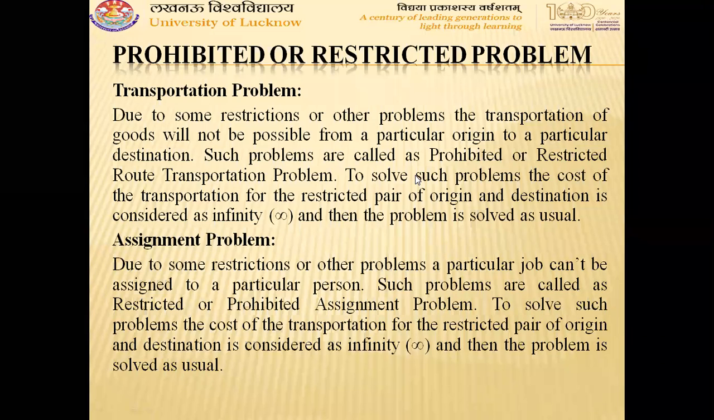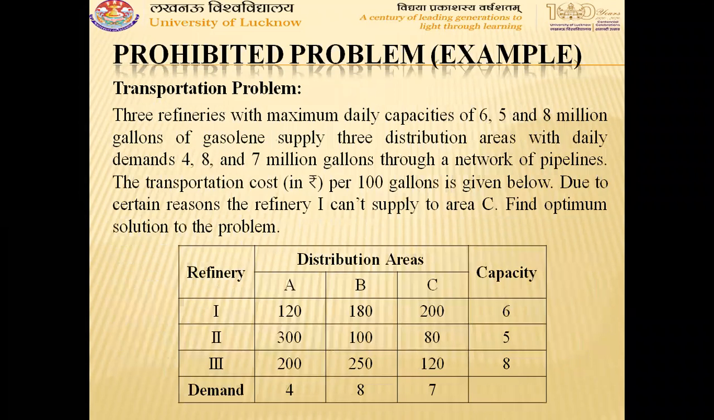In the same manner as the transportation problem, to solve such a problem, the cost of assignment for restricted pairs of job and person will be considered as infinity, and the problem is solved using the Hungarian algorithm.